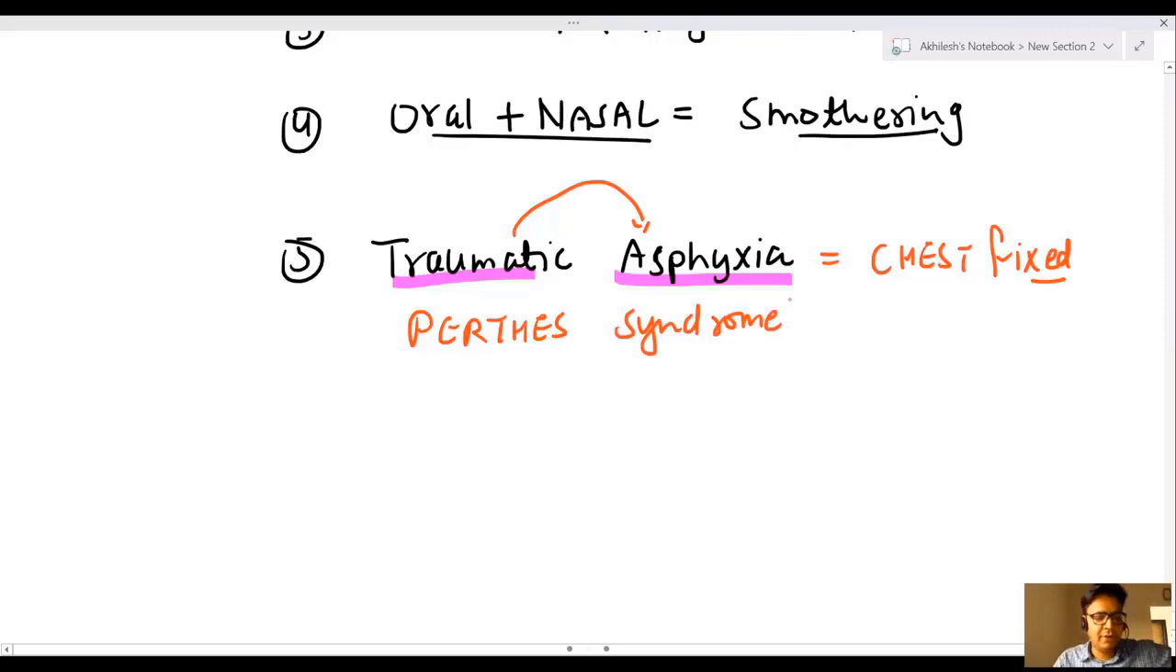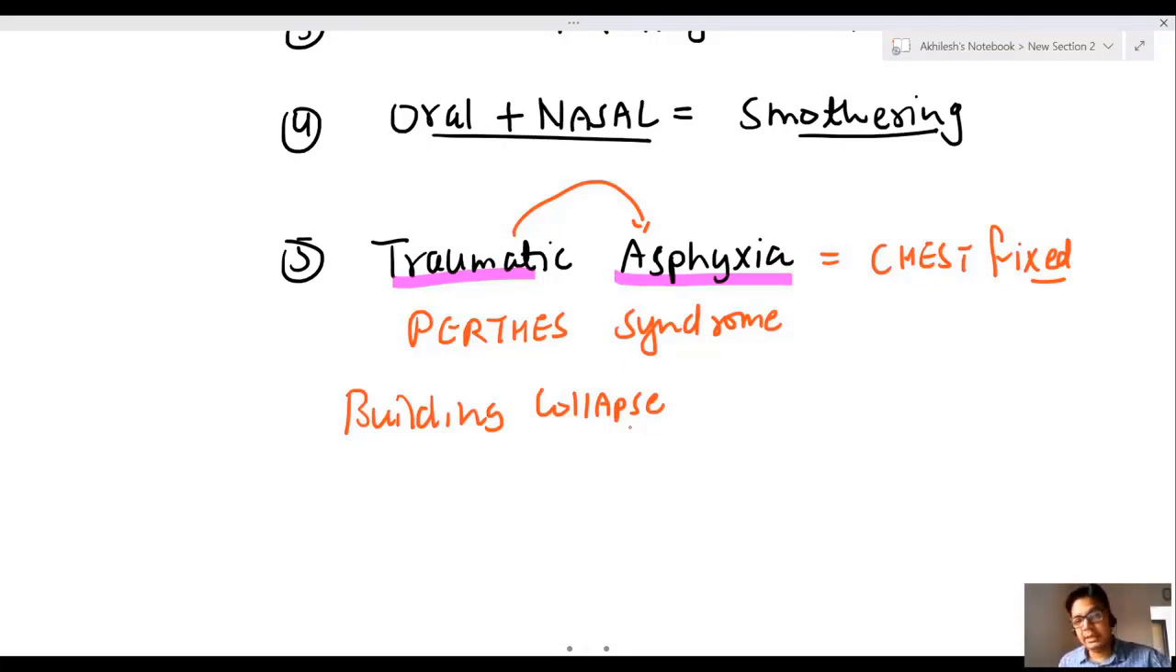What are the examples of traumatic asphyxia? Building collapse. If suddenly a building collapses and the building material comes over the chest, your chest is fixed. You are not able to respirate. This is known as Perthes syndrome.